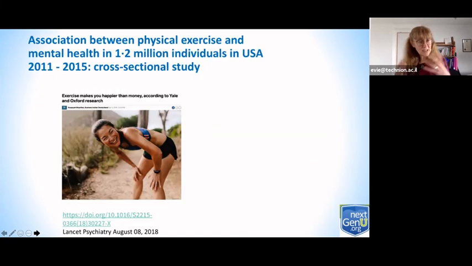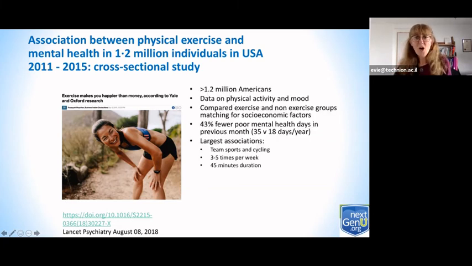And I just want to finish with this really interesting study looking at the association between physical exercise and mental health. And it was done in 1.2 million people in America. Cross-sectional study done over 4 years. And it was published in Lancet Psychiatry in 2018. And as I said, 1.2 million Americans, and they took data on their physical activity and their mood. And they divided them into an exercise group and a non-exercise group, matching them for socioeconomic factors.